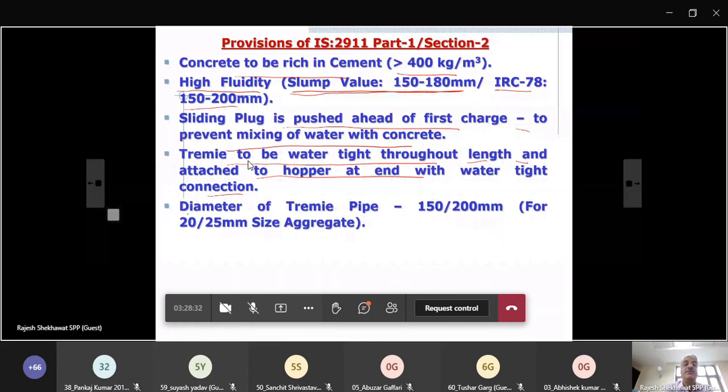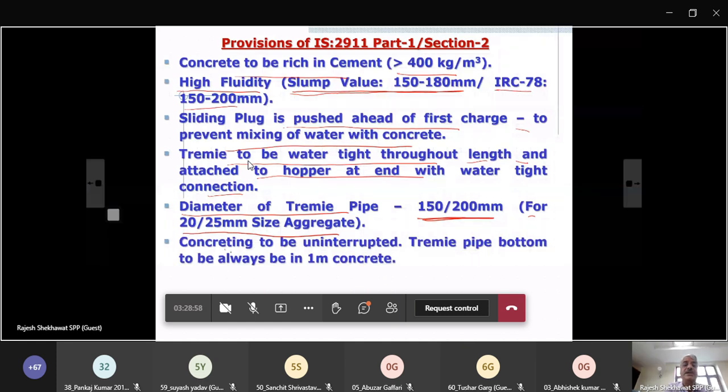And the diameter of the tremie pipe, this is all IS code provision. Wherever an IRC separate provision is there, I have indicated that. The diameter of the tremie pipe is 150 to 200 mm for aggregates of size 20 to 25 mm. So here you use porous aggregate also of smaller sizes. Normally you don't use fine aggregate, and their size is less, 20 to 25 mm.